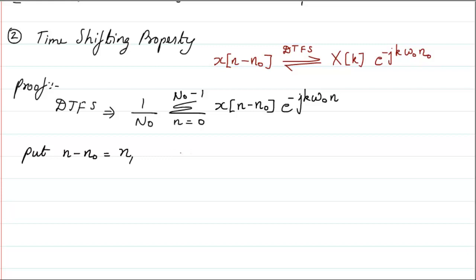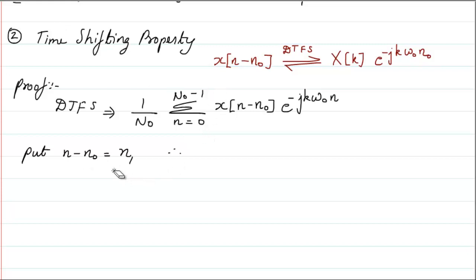When I say this, then I can say that therefore I have to put the limit also. I have to find out the limit for n1. If n has a lower limit of 0 and an upper limit of N0 minus 1, I need to find out what is the limit of n1. Okay, so that is what I am trying to do here.